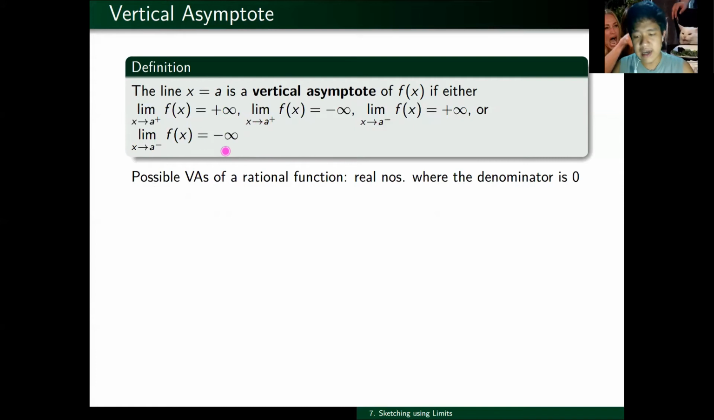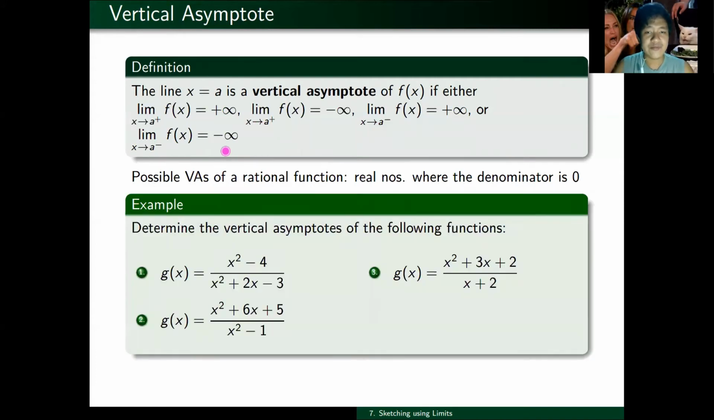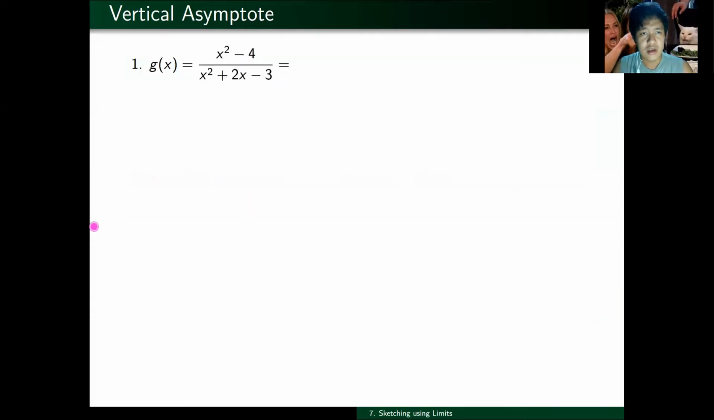Okay? Okay, para mag-gets natin, examples tayo. Let's look for the vertical asymptotes of these rational functions. Itong una, again, sabi natin, ano yung mga possible vertical asymptotes? Well, those that make your denominator 0. Well, how do we know that? It's best to factor first.